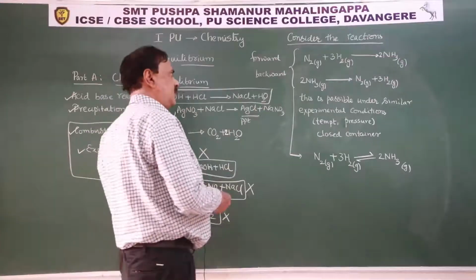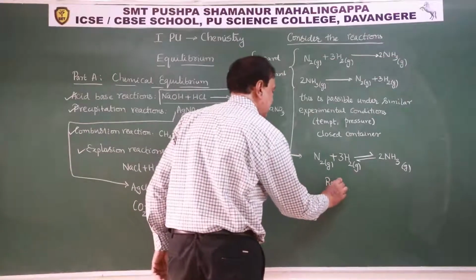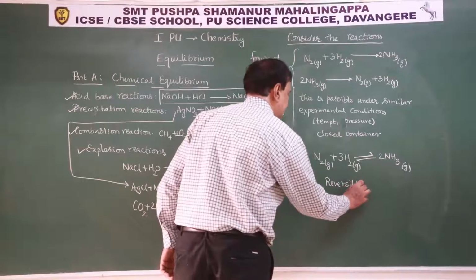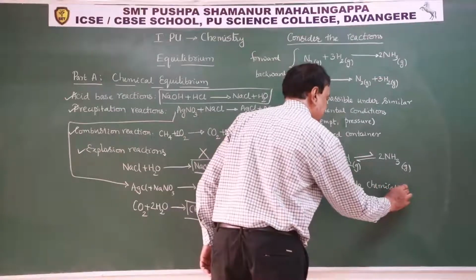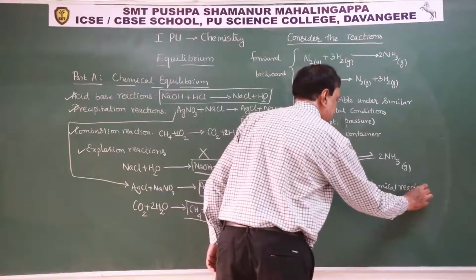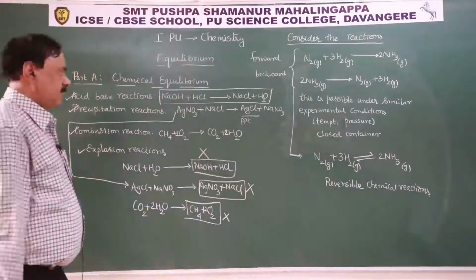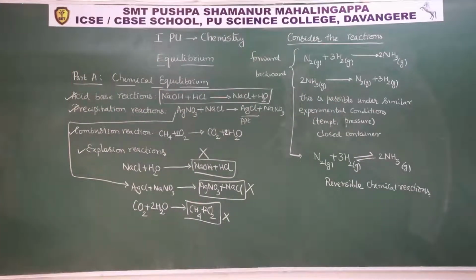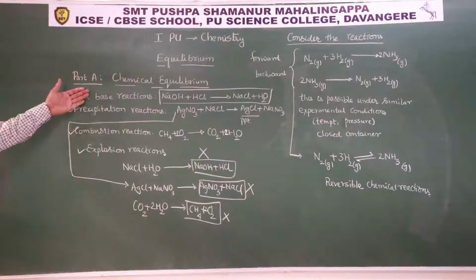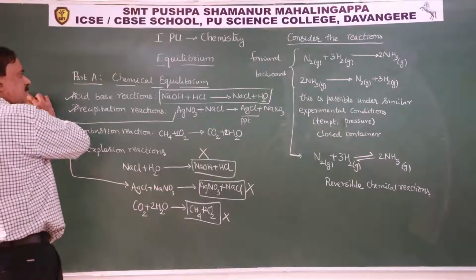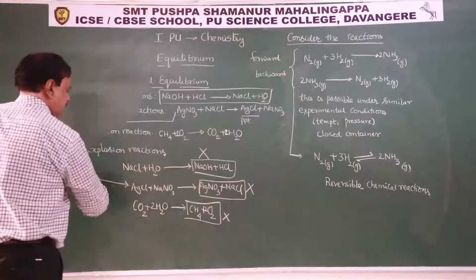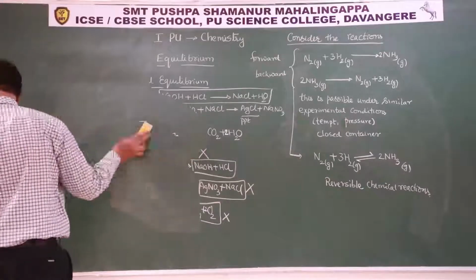This type of reactions are called reversible chemical reactions. And then in our chemistry, the reactions are classified into two types. One is called irreversible chemical reactions and one is called reversible chemical reactions. And then I can classify the chemical reactions under two titles, two headlines.